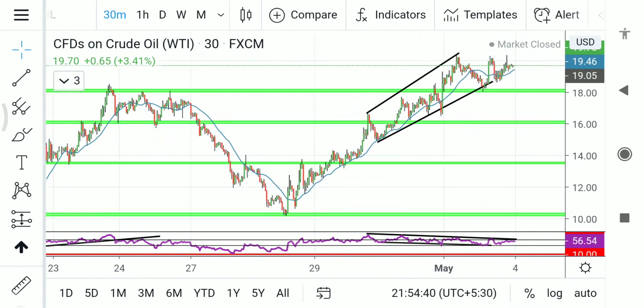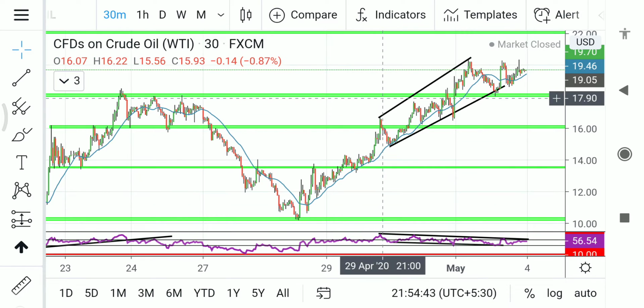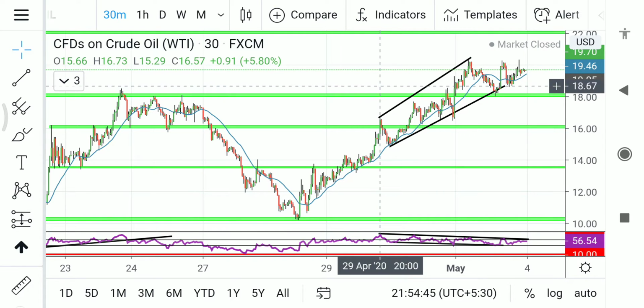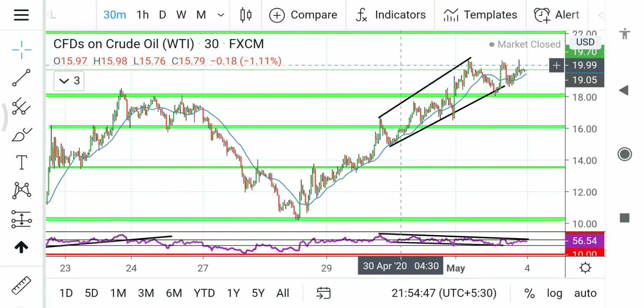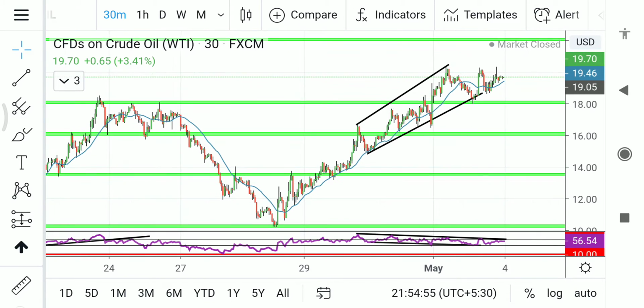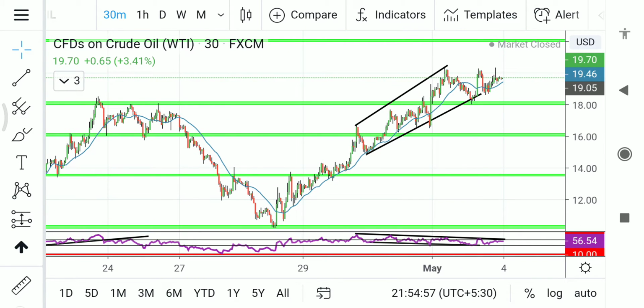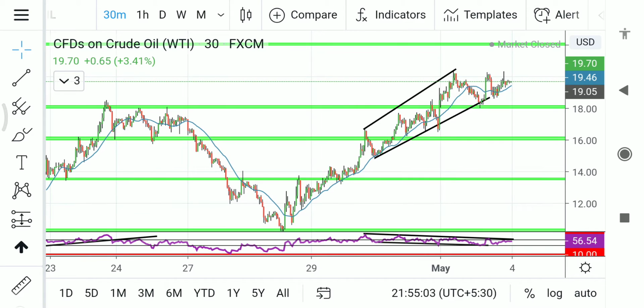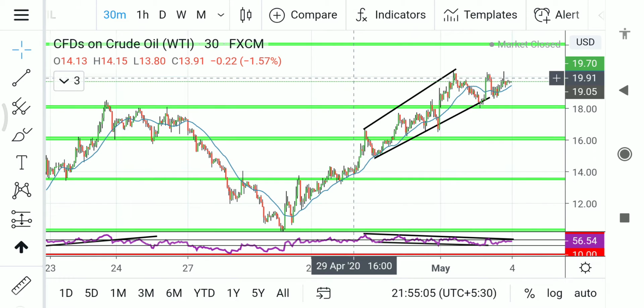Now, what happened? It broke that 1850 and it just went to 20 and it's facing resistance there. It's struggling at the $20 level as of now. So, as per last week's analysis, it took support at 10 and it is now facing resistance at 20.